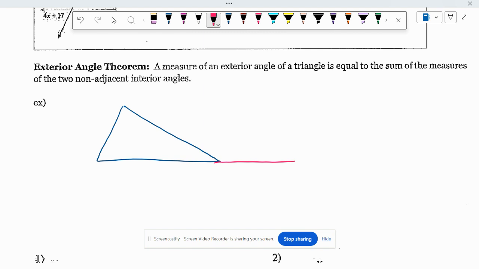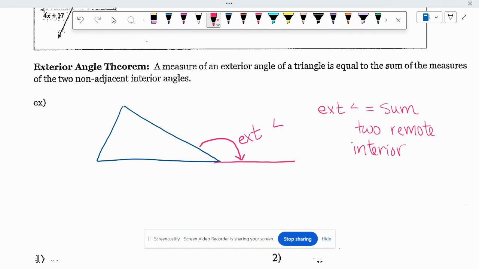So if you extend one of the sides, you create this thing called an exterior angle. So this is the exterior angle. Do you guys see how I just extended the base? And there's something unique about the exterior angle. So the exterior angle equals the sum of the two remote interior angles.